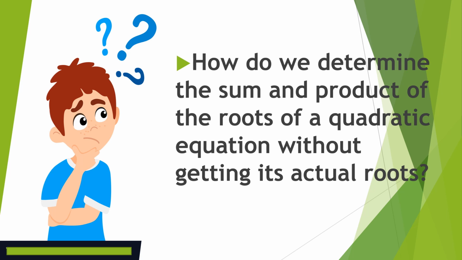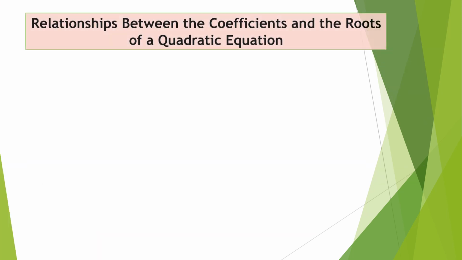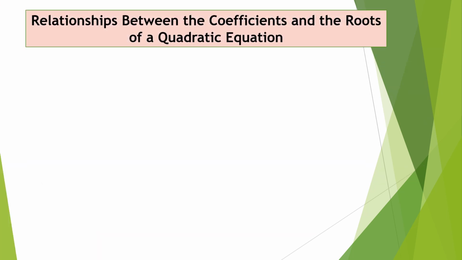So meaning, from the given quadratic equation, without getting its roots, we can now somehow determine the would-be sum and product of the roots. How is it? So this time we are actually dealing with the relationships between the coefficients and the roots of a quadratic equation. I repeat, the relationships between the coefficients and the roots of a quadratic equation.